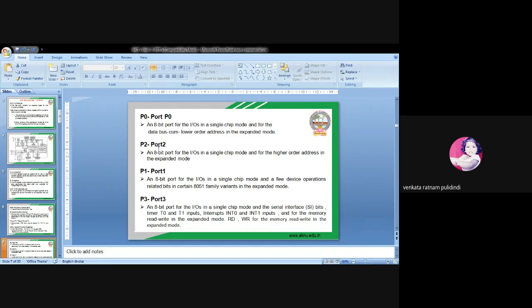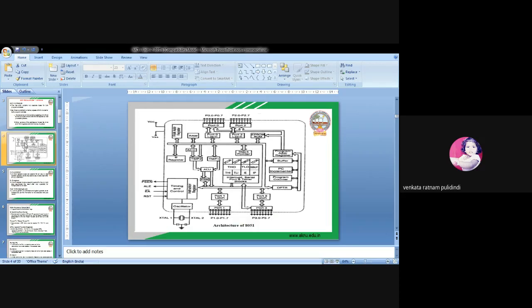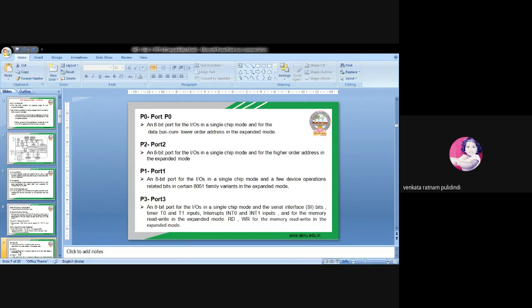So here port 0 is meant for IO lines. Okay, port 2, that is P2, is also an 8-bit port, single chip mode, and for higher order address in the expanded mode. This can be easily understood while studying the pin diagram. Port 0 and port 2 are observed in the top position of the architecture.